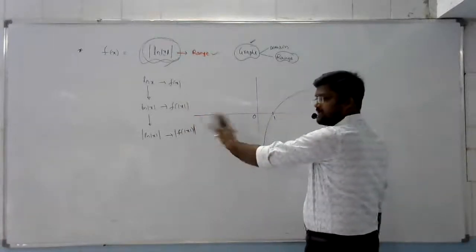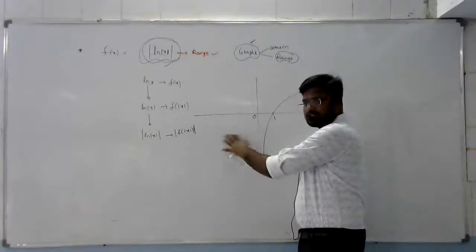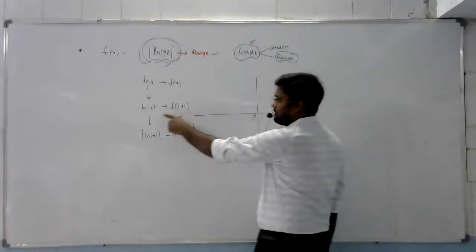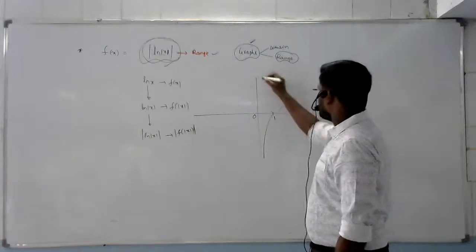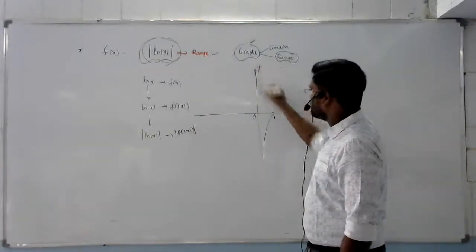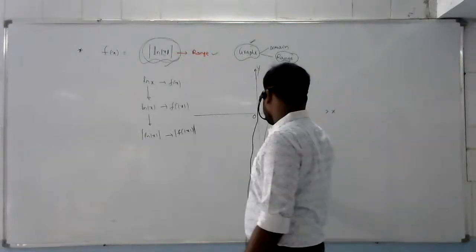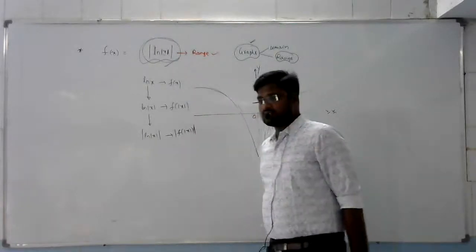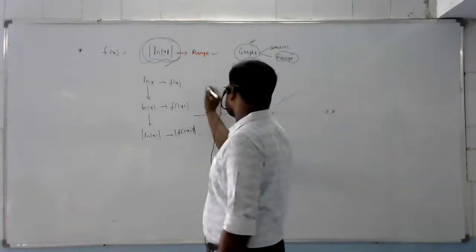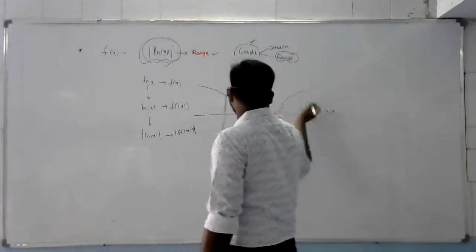Now how to draw f of mod x? I should remove the negative x-axis part. Do you remember the rule? But here there is no negative x-axis part. Yesterday also I drew this graph, ln mod x. So we have the positive x-axis part. And what should we do next? We have to take the mirror image of this graph with respect to the y-axis. So that graph will be something like this. Now this is ln mod x.